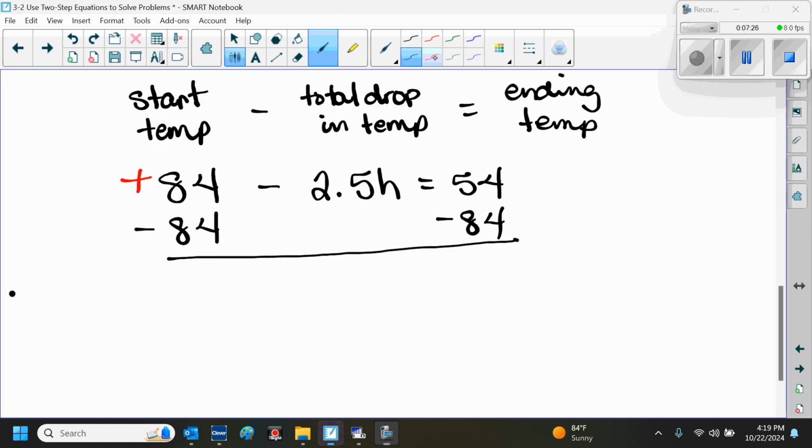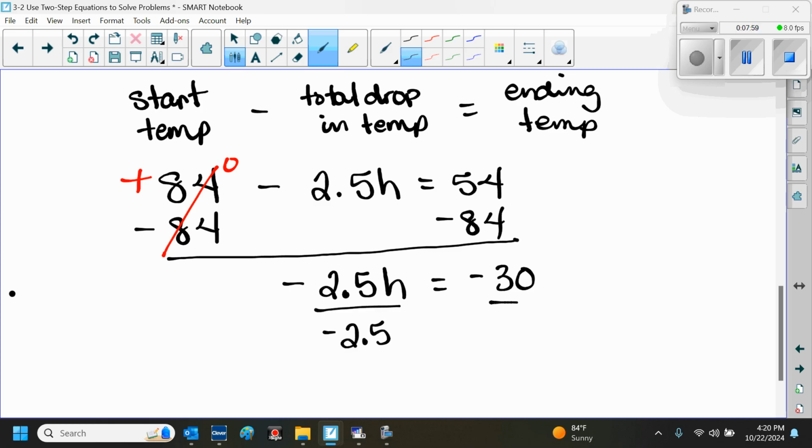So here we've got a number plus its opposite, that's equal to 0. So we end up with a negative 2.5h is equal to a negative 30. And now we cover up the h. And now we want to get rid of the negative 2.5. Now, because this says negative 2.5 times h, we're going to divide by a negative 2.5 on both sides.